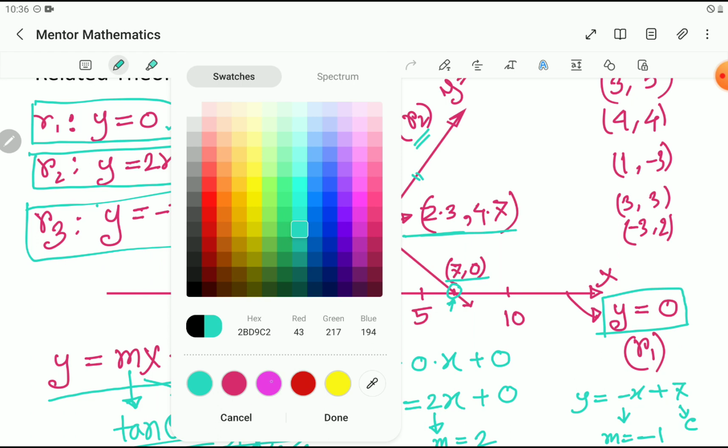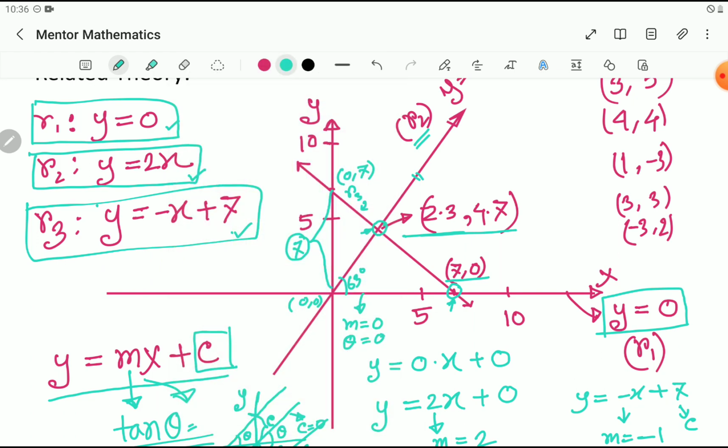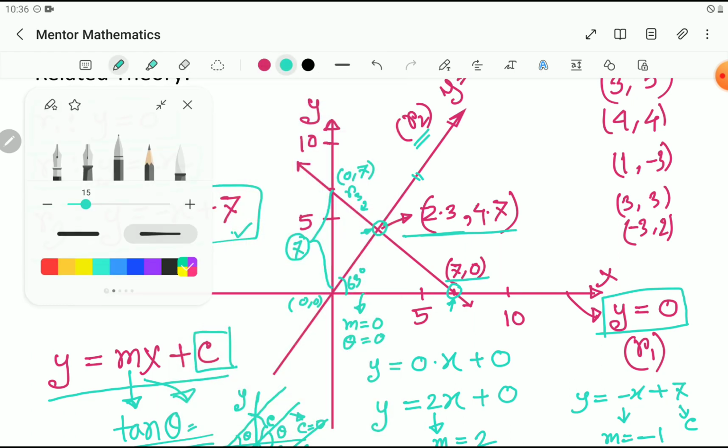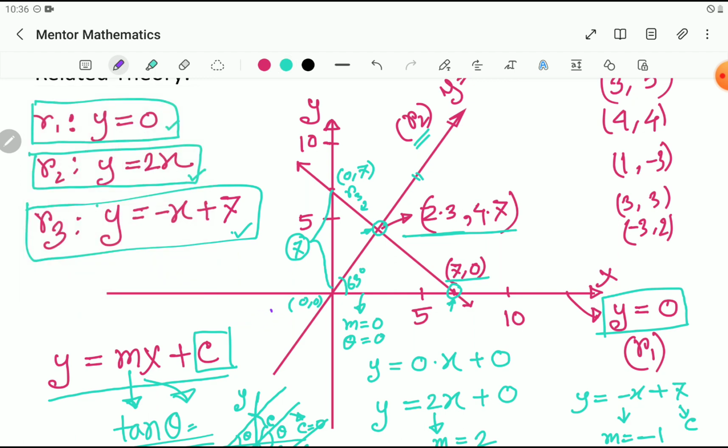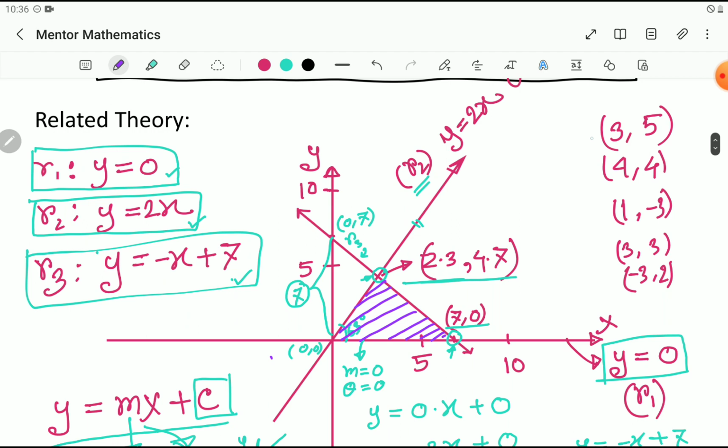I'm changing the color. Okay, from here. Okay, so our desired triangle is this one, right? This is the triangle which is enclosed by the 3 lines. Now the given points are these 5. We have to find out which points are inside the triangle.